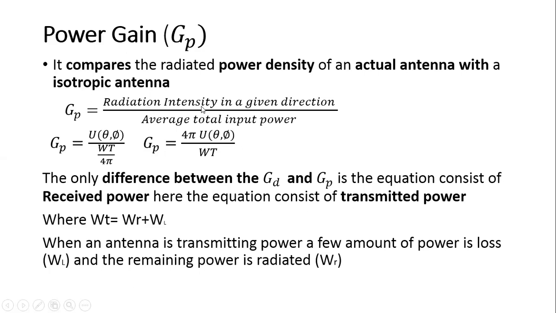So it is the radiation intensity in a given direction divided by the average total input power. As we know, this is in free space, so radiation is U in free space divided by W_T. Since it is in space, the formula uses 4 pi area. You get this equation, where W_T is nothing but the transmitted power.